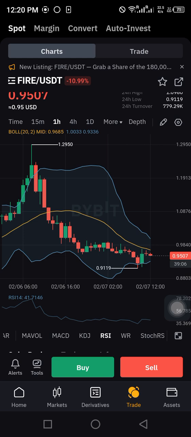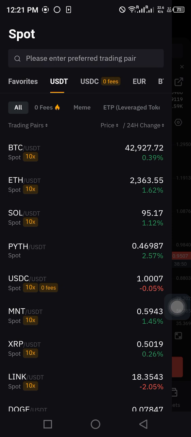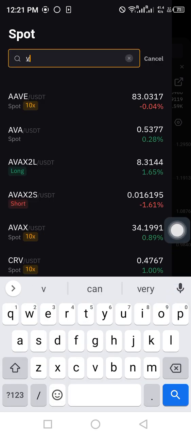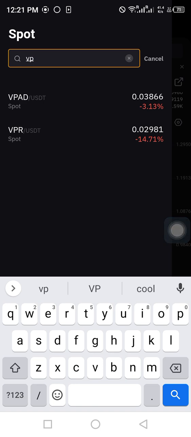So this is not exactly where we want it. So we'll still give it a little bit of time. So let's check the VPR. Remember, I said if you want to search any coin, you click on the name of the coin here. It opens up a list of other coins, then you type. So what we saw there was VPR. Here it is.